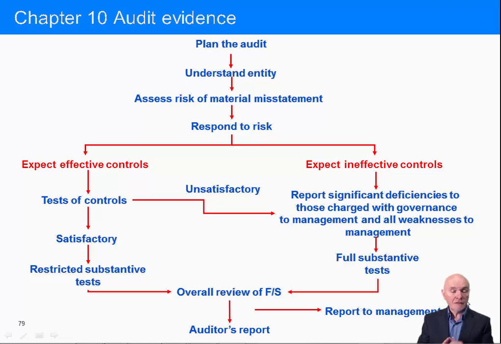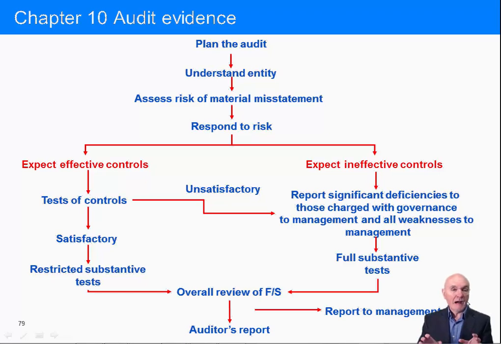If we're going down the left-hand route, we need evidence that the controls are effective and that they are operating consistently during the year. If we go down the right-hand route, we need direct evidence that the figures in the financial statements are, if you like, true and fair. I use the word correct, I use the word okay, as a kind of colloquialism, but they don't include any material misstatements. So both routes require evidence.